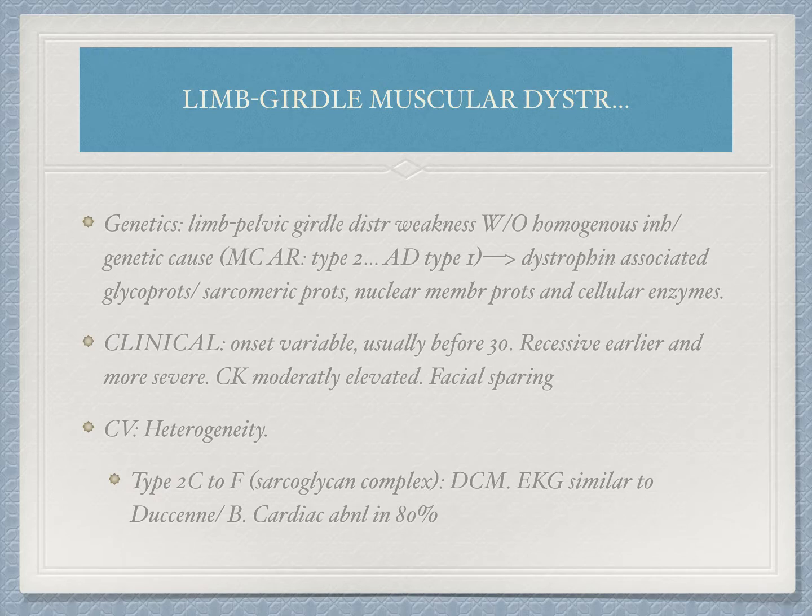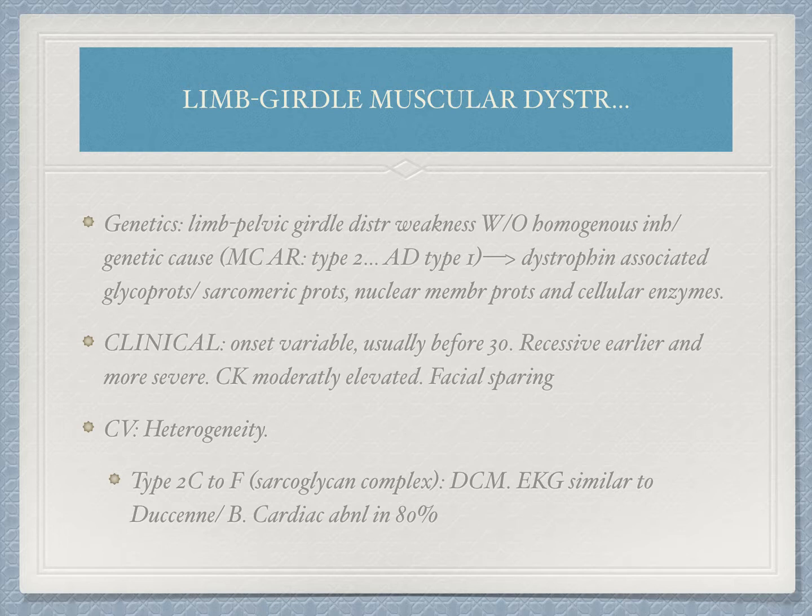Now the limb-girdle muscular dystrophies. The most common is type 2, which is autosomal recessive, and least common is autosomal dominant type 1. And it's associated with dystrophin-associated glycoproteins, sarcomeric proteins, nuclear membrane proteins, and cellular enzymes. Clinically, what can you find here? You can find that the recessive pattern of inheritance has earlier manifestations and is more severe. There is moderately elevated creatine kinase, and there's facial sparing.